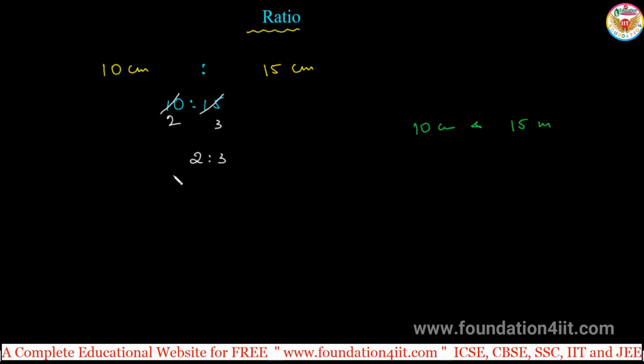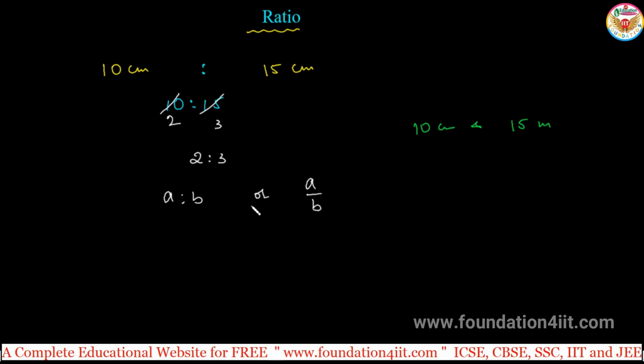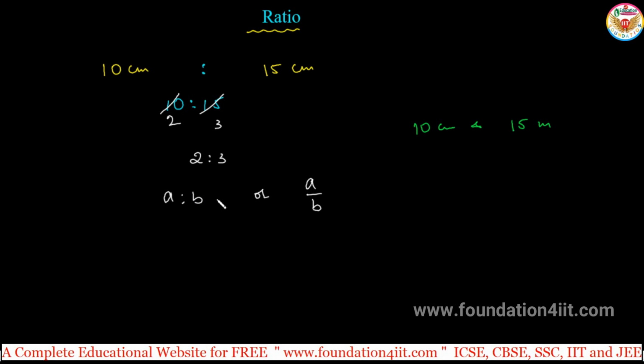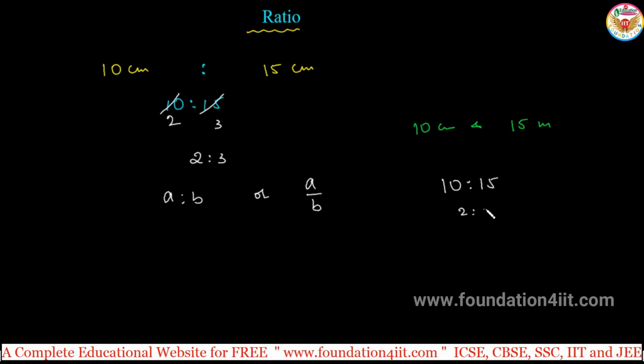And if you observe, A is to B or A divided by B, both are same. Ratio is in between. A and B means A is to B or A by B. This is in our fractional form, and this is in ratio form. A is to B or A by B, both are same. And we should write without units, A is to B or A by B. Should not write units. And always the ratio must be in simplest form. So should not stop the problem at 10 is to 15. You must write in simplest form, that is 2 is to 3.